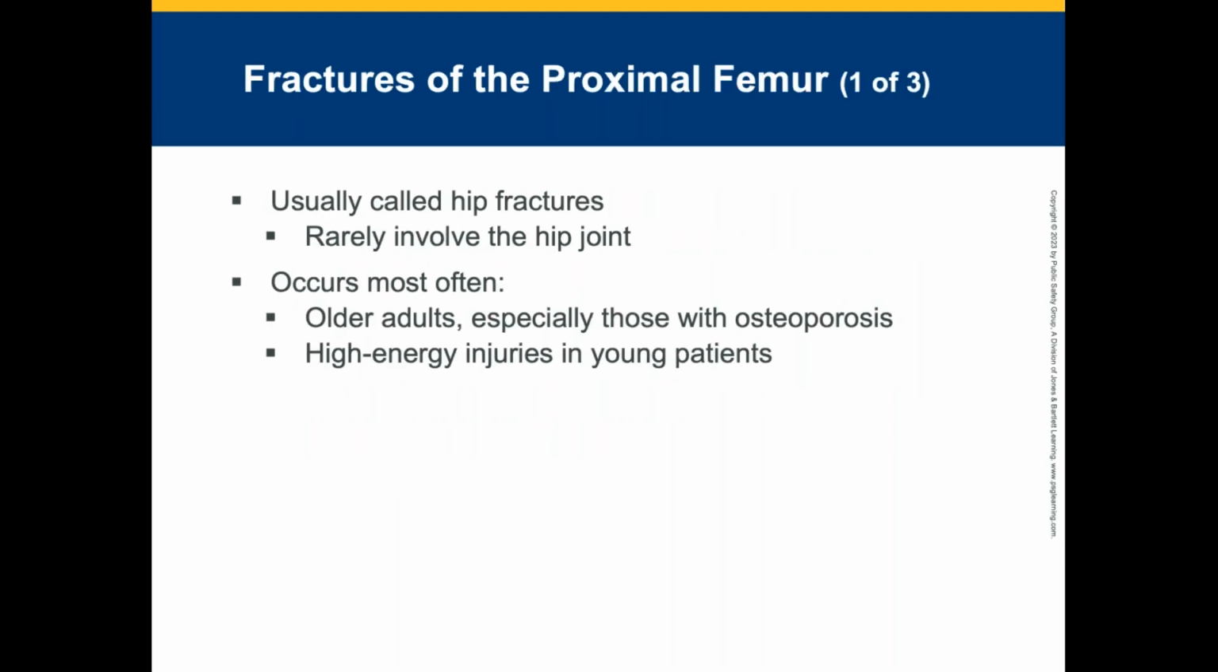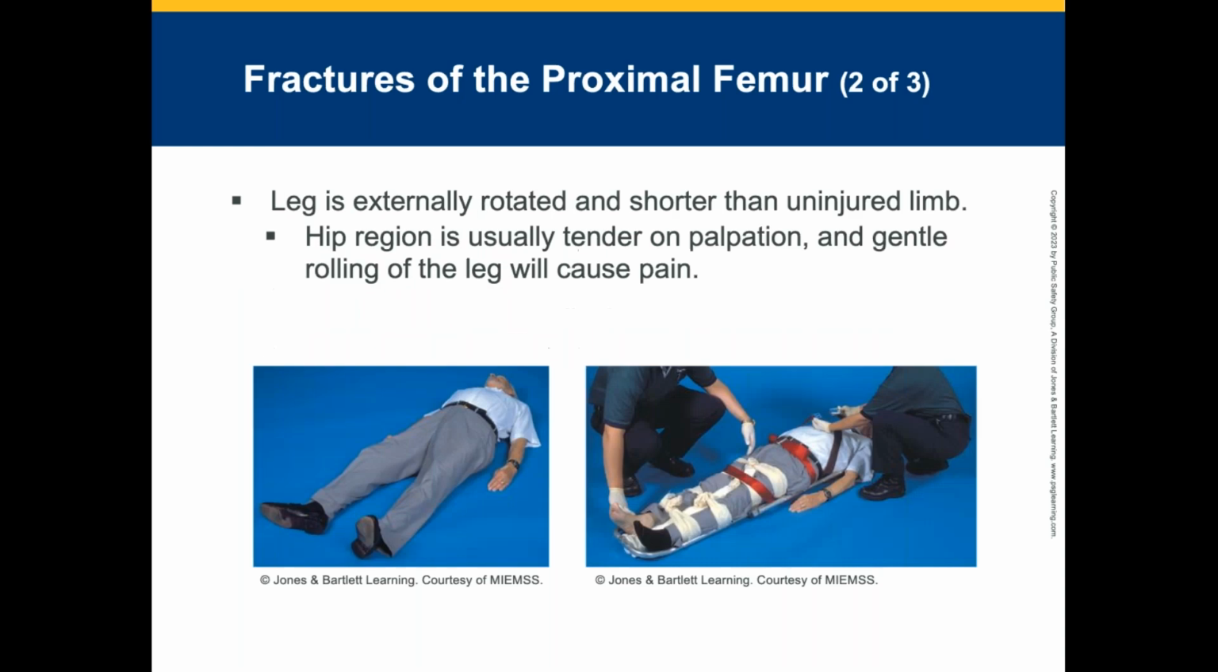So fractures of the proximal femur are common, especially in older adults, and are usually called hip fractures. They rarely involve the hip joint itself. Usually the break goes through the neck of the femur. I mentioned that femoral neck or femoral head. Then there's the trochanteric middle region, or across the proximal shaft of the femur, the subtrochanteric fracture. This occurs most often in older patients, particularly patients with osteoporosis, and may be the result of a high energy injury in younger patients.